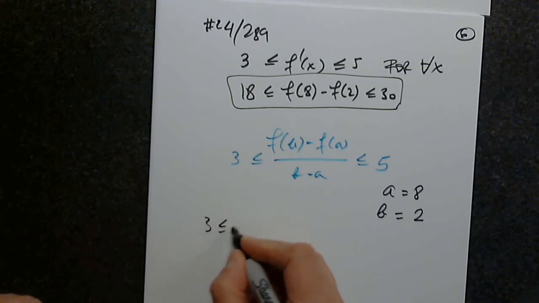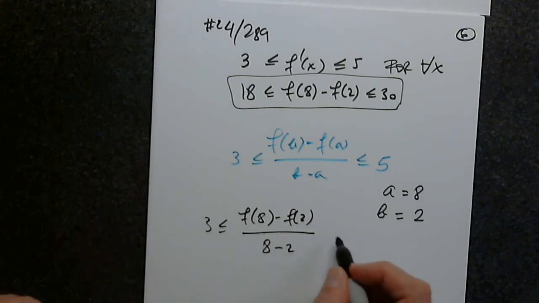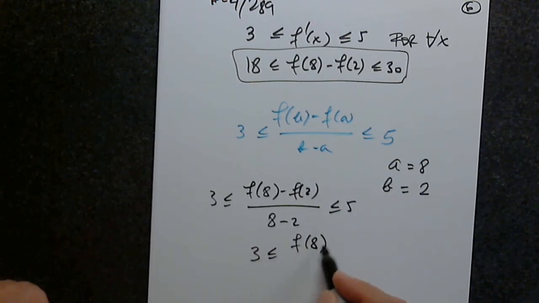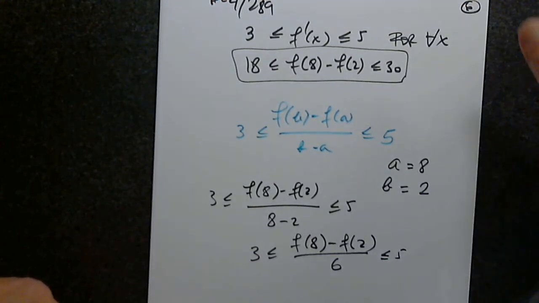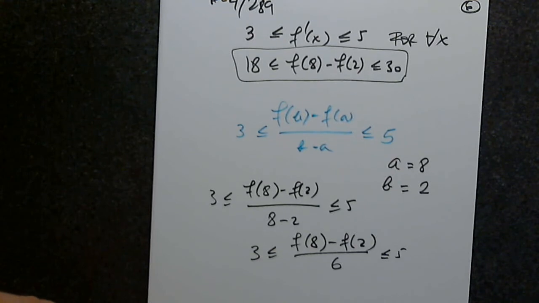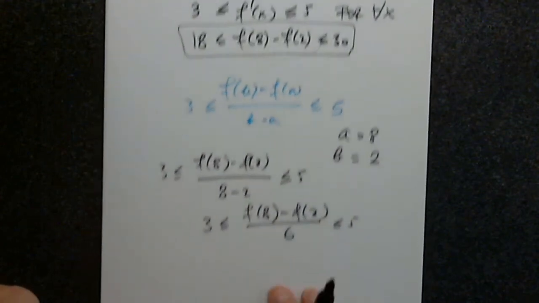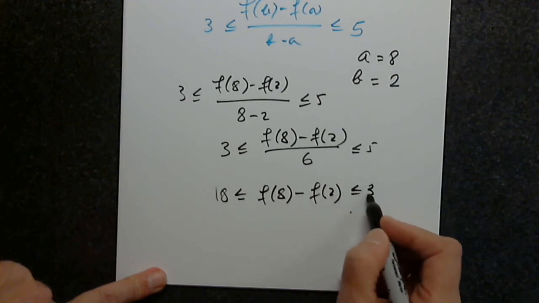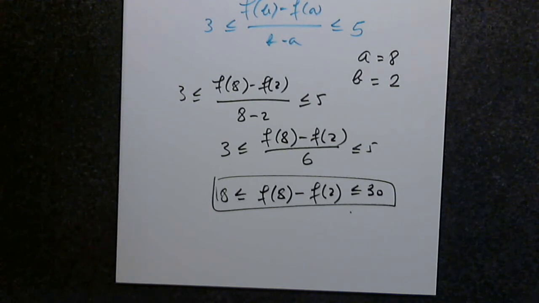So then 3 is less than or equal to (f(8) - f(2))/(8 - 2), which is less than or equal to 5. Or 3 is less than or equal to (f(8) - f(2))/6, which is less than or equal to 5. And what is my final step? Yes, because that's what I want in the middle. Very good. Thank you. So then this is 18 less than or equal to f(8) - f(2), less than or equal to 30. And that's exactly what we wanted to show. So that's one of the multiple applications of the mean value theorem.